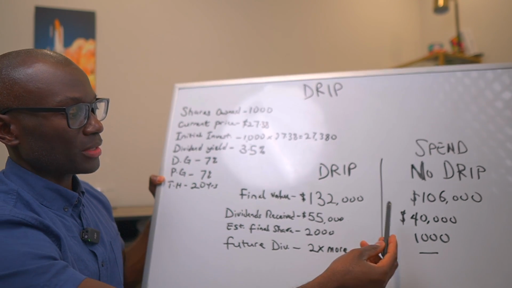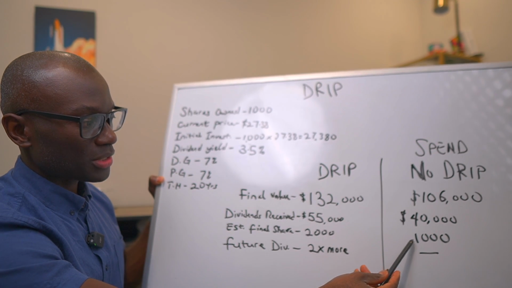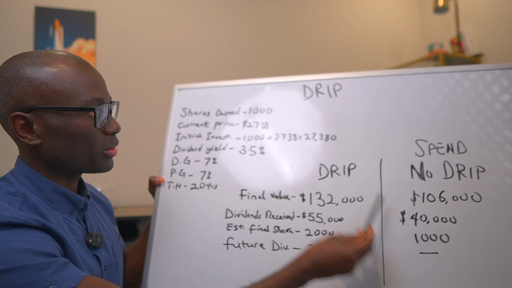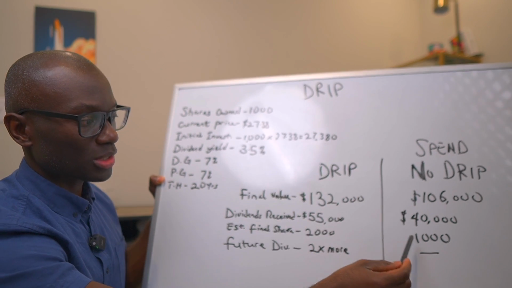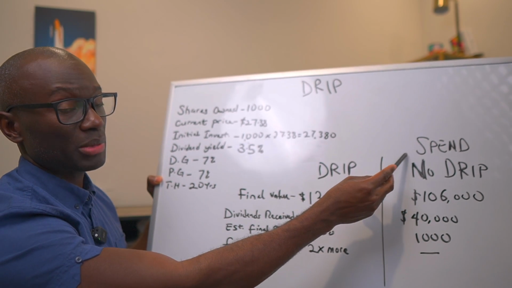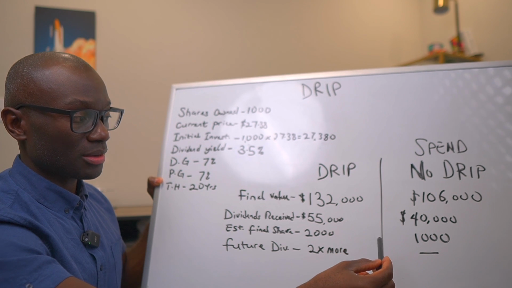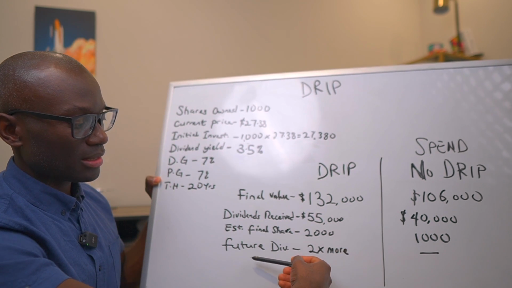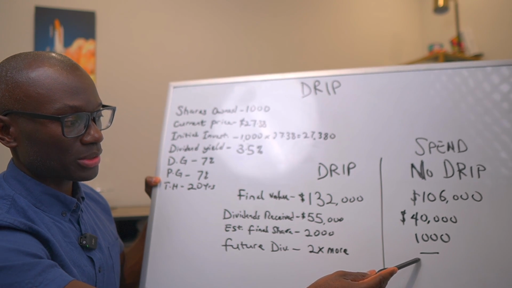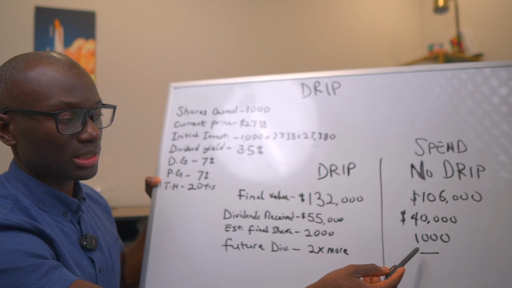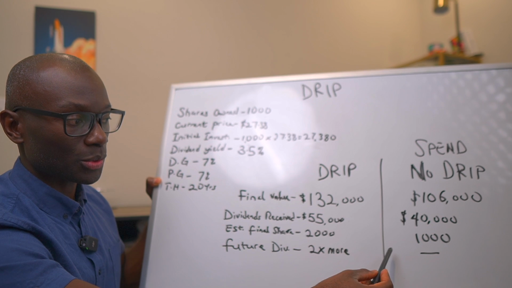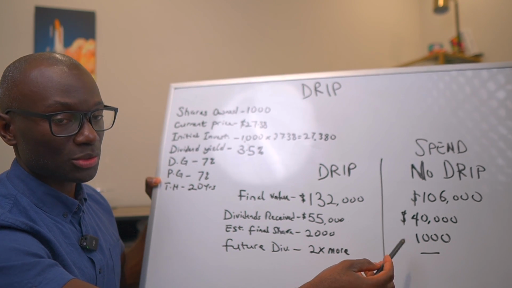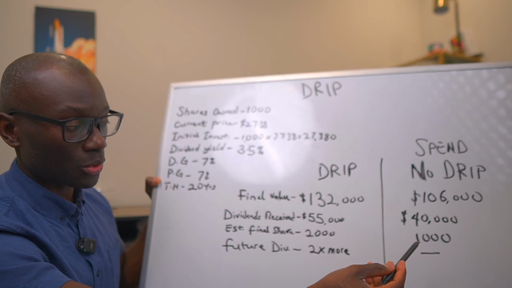Okay, and of course, look at the number of shares this person would have. Remember, we started with 1,000 shares. This person will still have 1,000 because they've chosen to spend the dividend that they got throughout that period, right? And the future dividend growth will be nothing, right? Because in this case, they haven't increased the number of shares in any way, so there's no future dividend to look forward to other than the 1,000 they already hold.